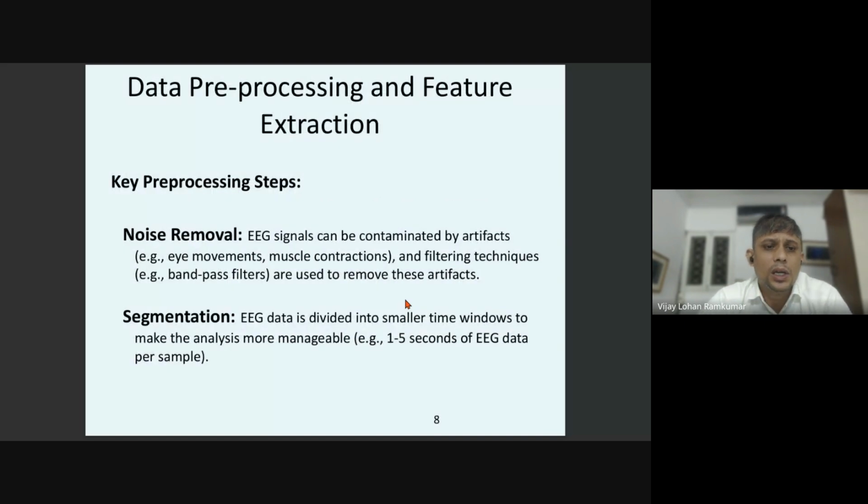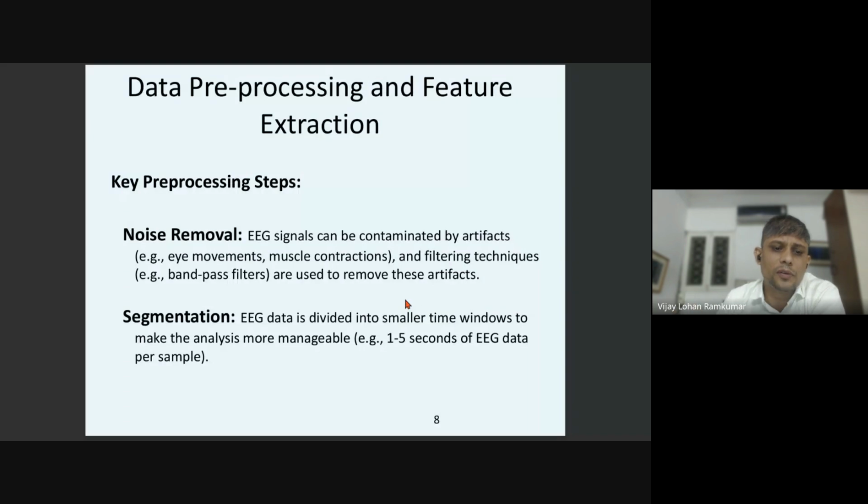Now, as I said, pre-processing has two main parts. The first is noise removal. Considering the signal is very low in frequency and amplitude, there is a very high possibility of noise. So we have to use specific types of filters so that the AI doesn't have to do that. For example, eye movements generate a specific range of frequencies. We can easily remove those by putting in a band-pass, low-pass or high-pass filter, based on the different frequencies generated by different movements of the body.